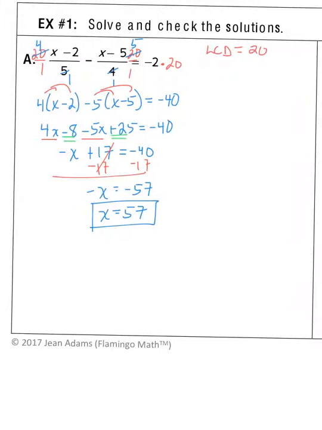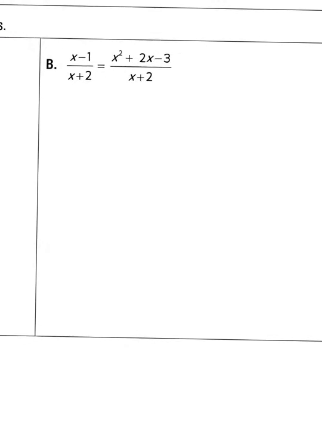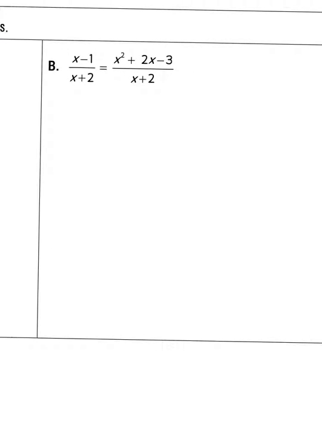Look at B. So for B, it's a little bit of a different example. You do have a fraction equaling a fraction, so theoretically you could cross multiply to break up the fractions, but notice that they both have the same denominator. So in theory, you could just set the numerators equal to each other because that's what's going to make the fractions equal. If their numerators are equal and their denominators are equal, then the fractions are going to be equal.